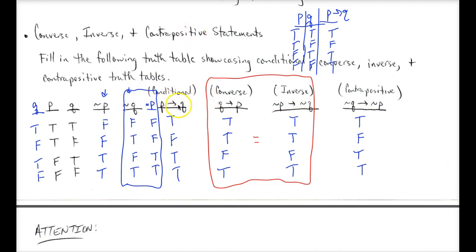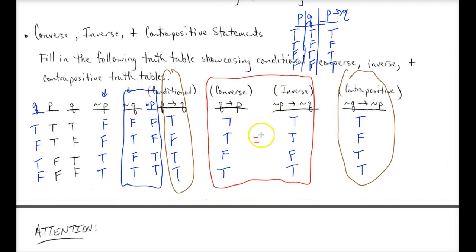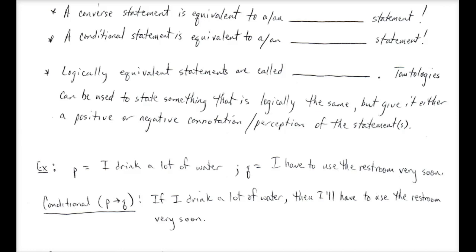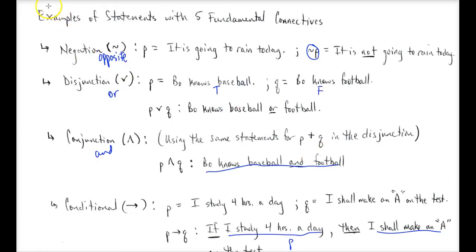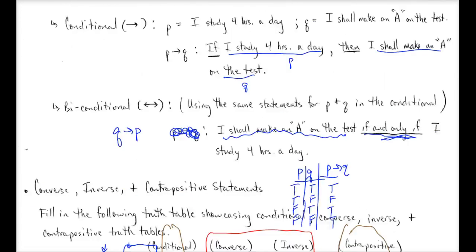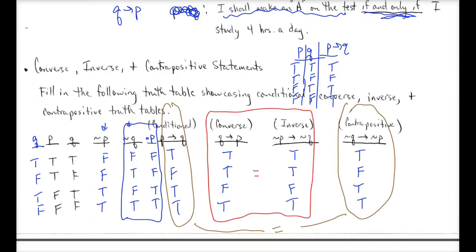Now we also see that for the conditional statement and the contrapositive statement, these two columns also say the exact same thing. So here, these two are equivalent to each other. Oh, excuse me, I lost my place there, so let's go back. Sorry about that. So here we know that the conditional and contrapositive statements are logically equivalent, and we know that the converse and the inverse statements are logically equivalent.